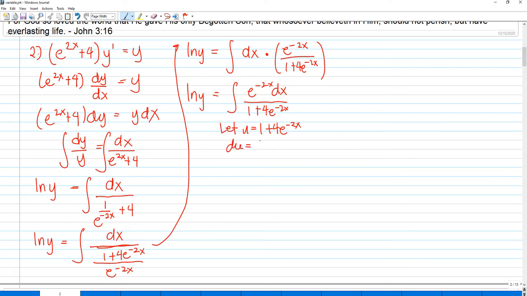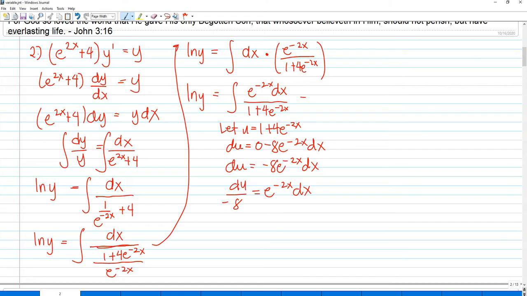The derivative of u would be 0 minus, because of the negative sign here, the derivative of this would become 8e raised to negative 2x dx. So let me just rewrite. This would be negative 8e raised to negative 2x dx. This is 0 because the derivative of a constant is 0. So we can get the e raised to negative 2x dx. So du all over negative 8 equals e raised to negative 2x dx, because this term is available in the numerator. So we can now substitute.